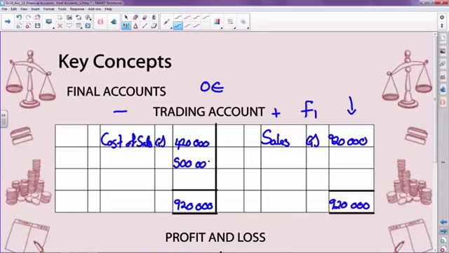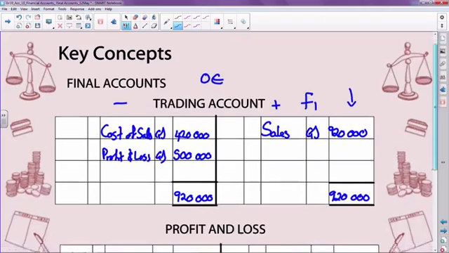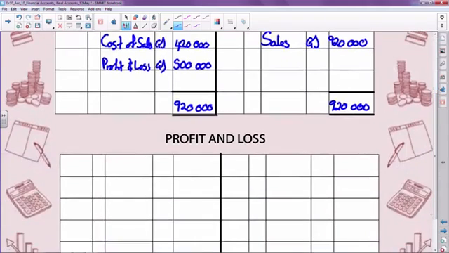Now, where do I take this 500,000? Where does trading account, step number 4, where do we close trading account off to? I take it to the profit and loss account, GJ. And therefore, I'm going to complete step number 4 now, and I'm going to say trading account, GJ, and I'm going to say it as 500,000. Now, step 4 done.